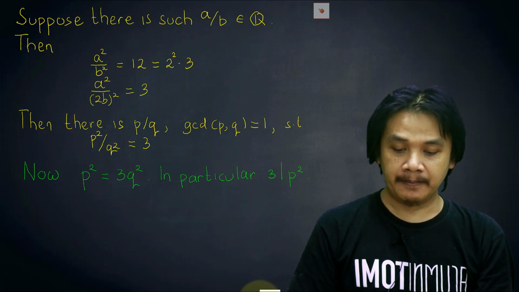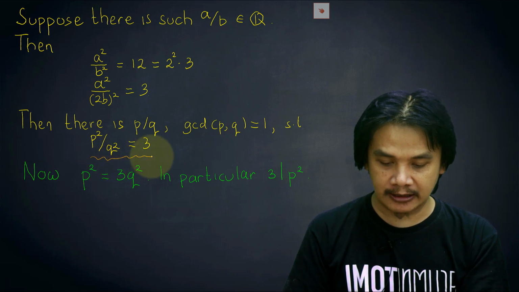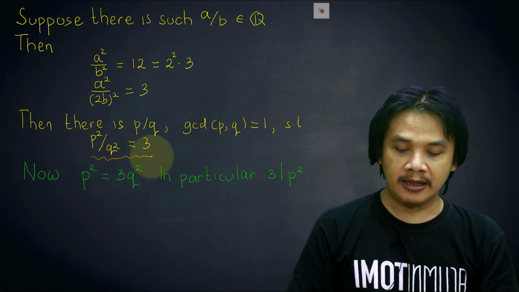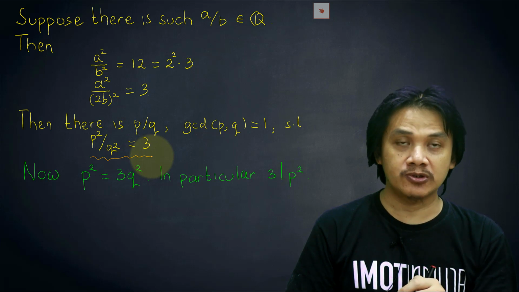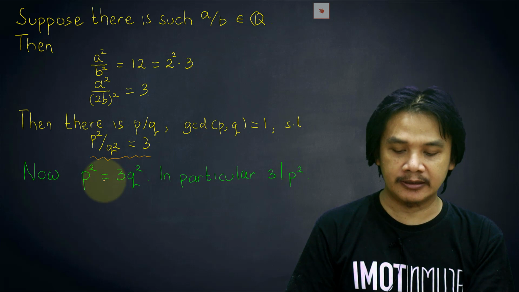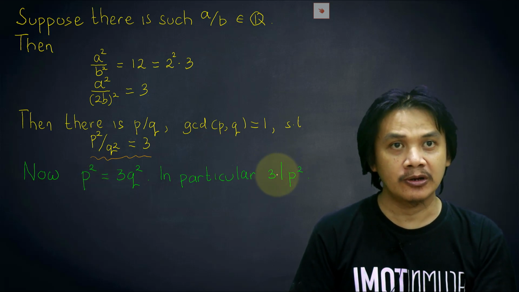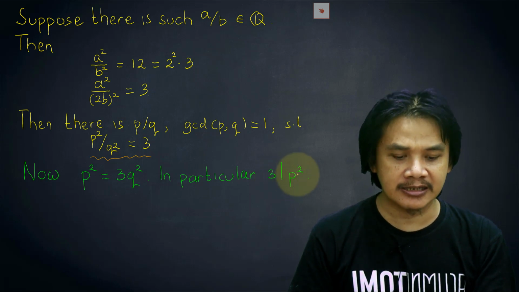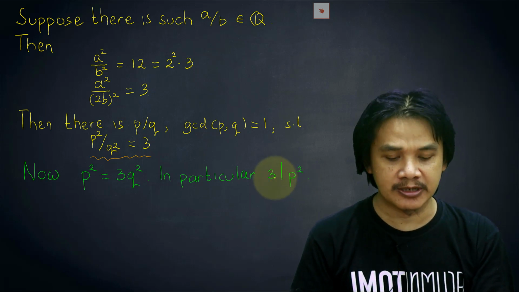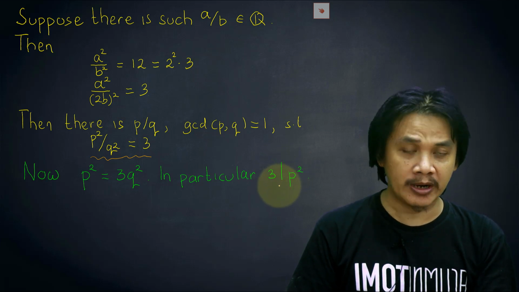Then if we multiply both sides by q squared, we obtain p squared is equal to 3q squared. In particular, we can see that 3 is a factor of p squared. This is an abbreviation of how to write that 3 is a divisor of p squared, or 3 divides p squared. So in particular, we have that 3 divides p squared.